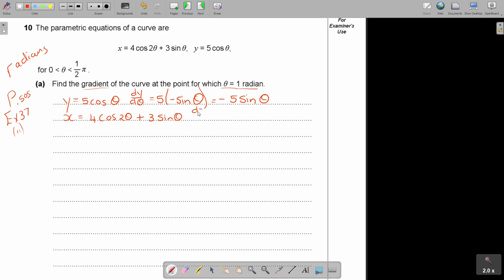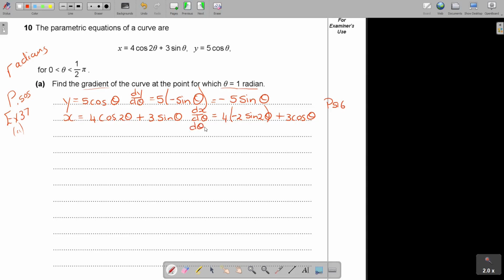So dx over d theta, and remember with differentiation, we're just going to multiply with the 2 in front. So it's going to be 4, and then it's going to be negative sin, so make it negative 2 sin and keep the 2 theta. Plus 3, this will be cos theta. You can see that on page 516. Check there.